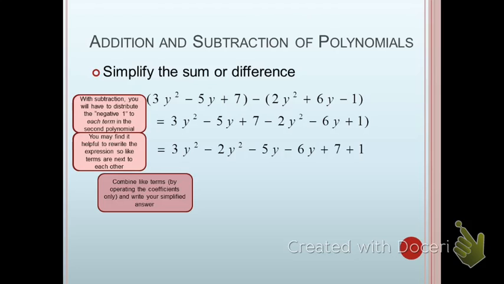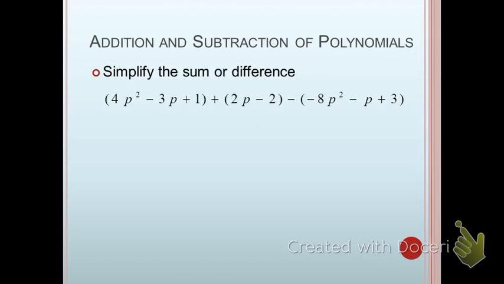Now we can rearrange the terms so that like terms are side by side. And then we will go ahead and combine like terms. 3y squared and negative 2y squared is equal to 1y squared, but we don't need to put the 1 in front of the y squared. Negative 5y and negative 6y is equal to negative 11y, and 7 plus 1 is 8. So we have a second degree trinomial with a leading coefficient 1.